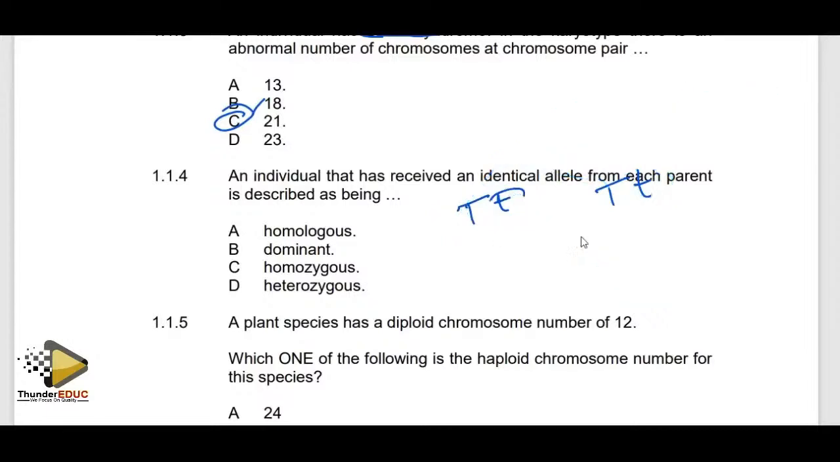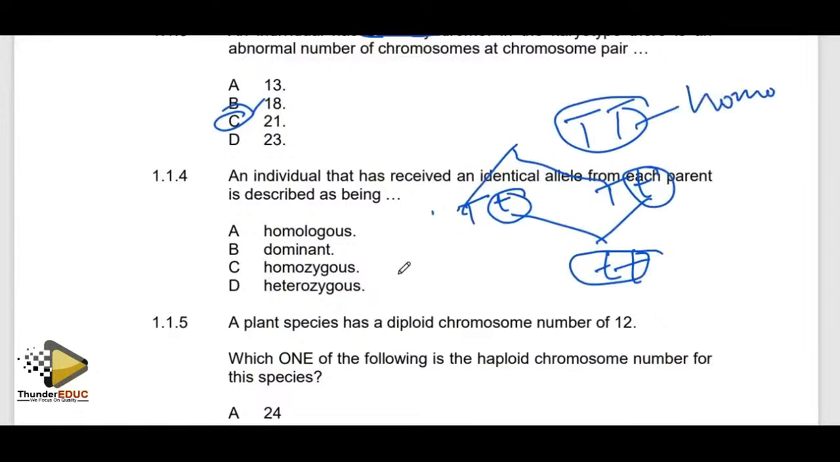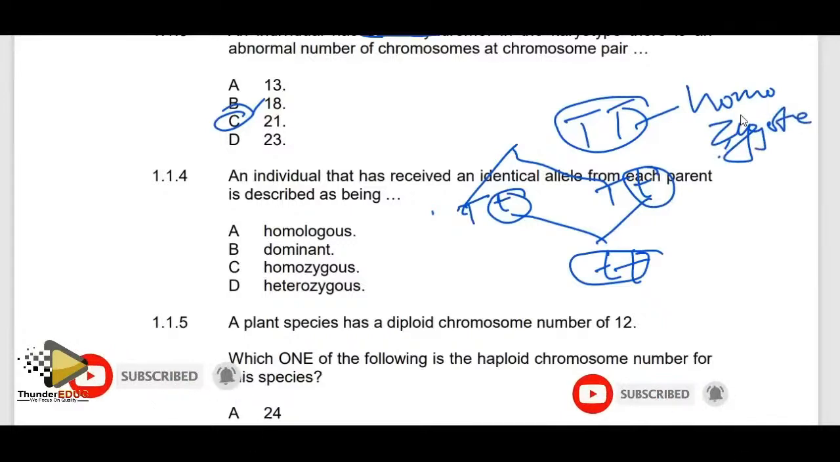So it is going to become homozygous, because we are describing a zygote. So that zygote has the same kind of allele. So the answer is going to be C, meaning that homozygous.